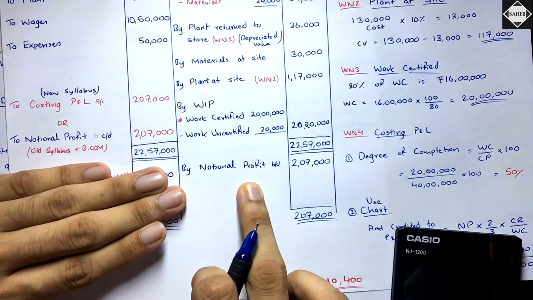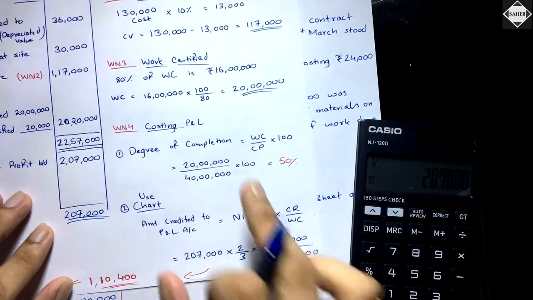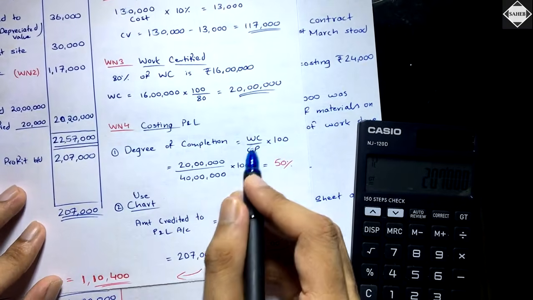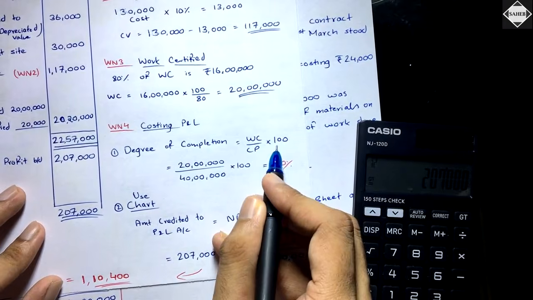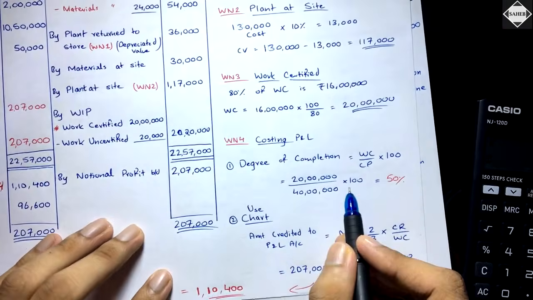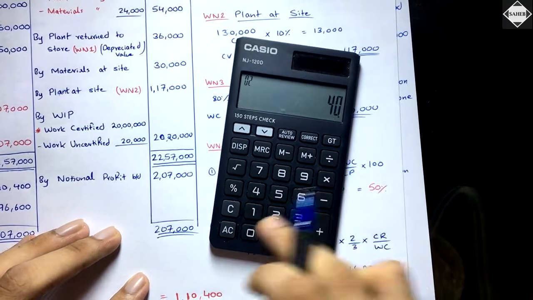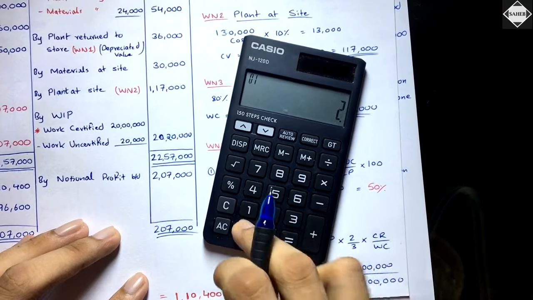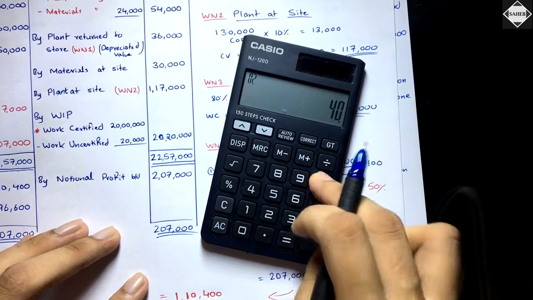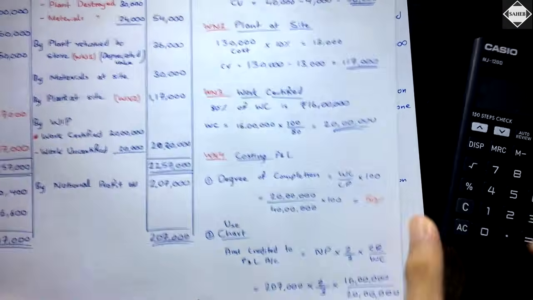Then what you have to do is find out the degree of completion. See this calculation over here. Degree of completion formula is work certified over contract price into 100. We know work certified is 20 lakh and contract price is given in the question, 40 lakh. So 20 by 40 into 100, that's 50%, isn't it? 20 divided by 40 into 100, that's equal to 50%.